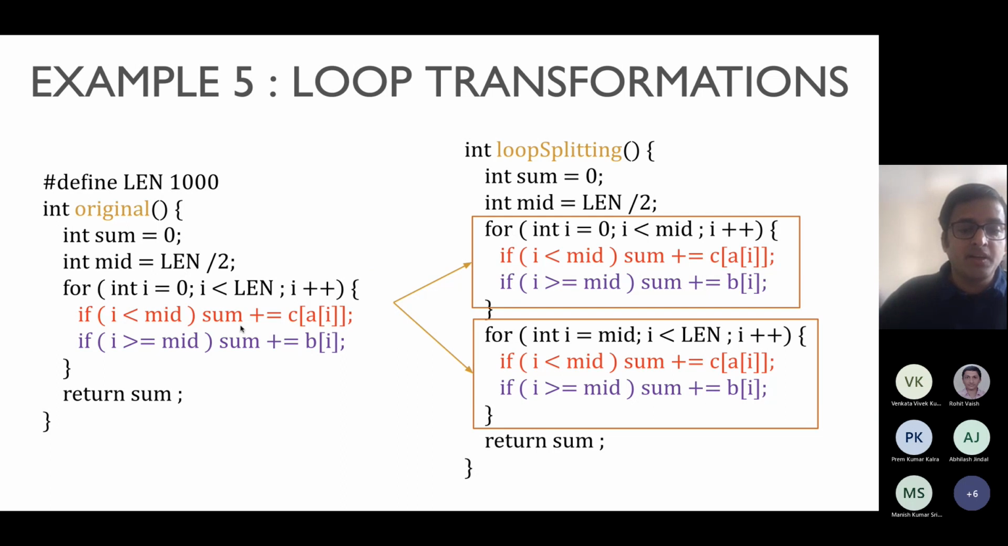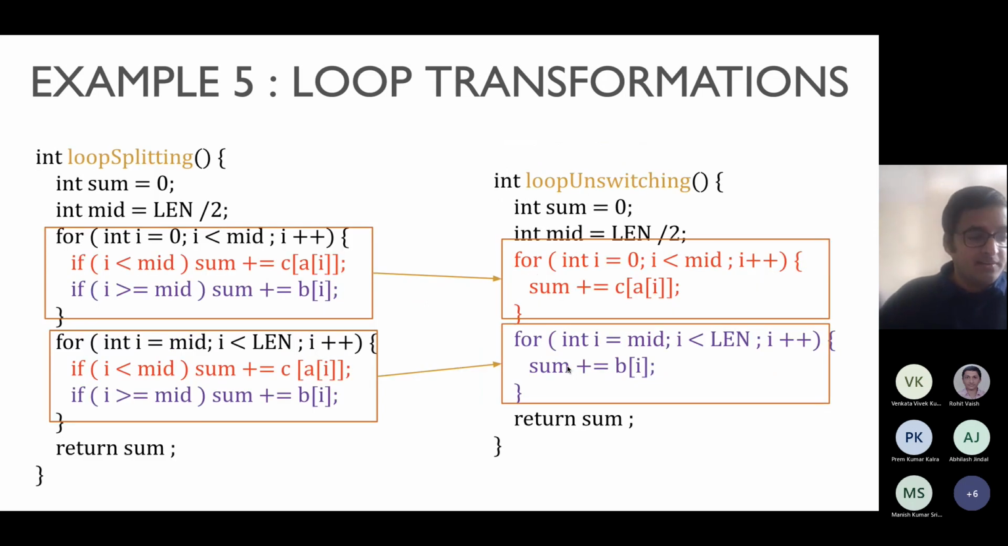So for example, it does sum plus equals C[I], and it does something different for I greater than or equal to mid. An optimizing compiler typically splits the loop into two loops as shown on the right, and this is called the loop splitting optimization. The first loop iterates from 0 to mid. The second loop iterates from mid to len, but the bodies remain identical. This is just one of the transformations that a compiler does.